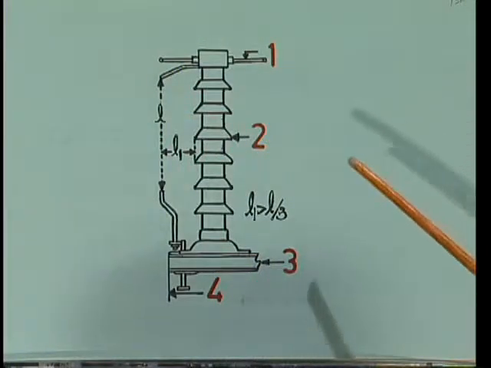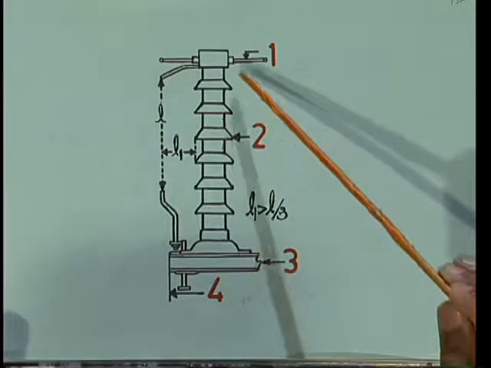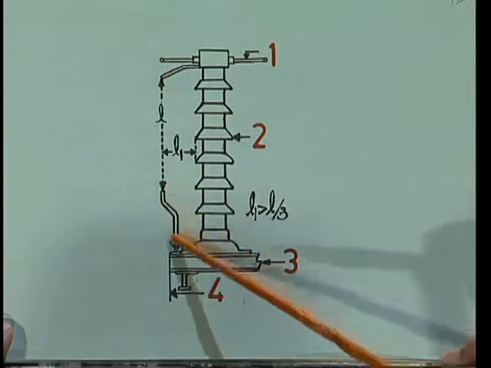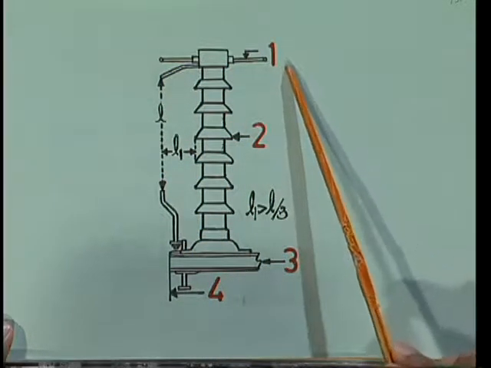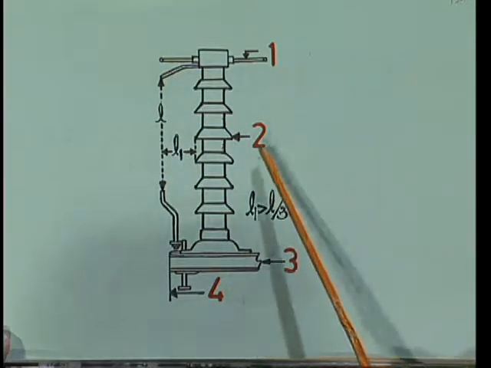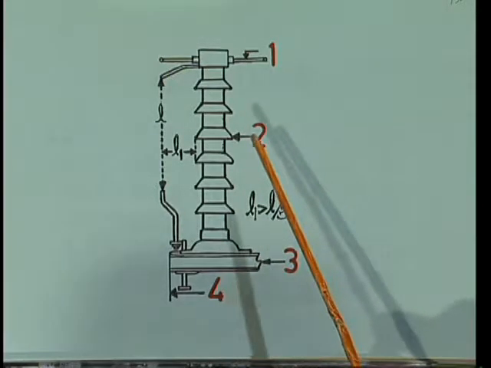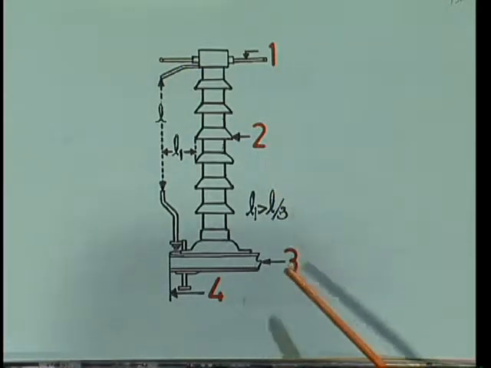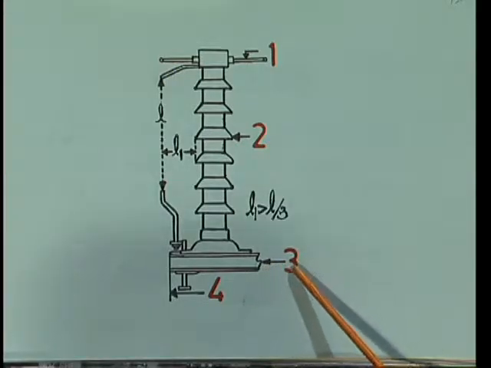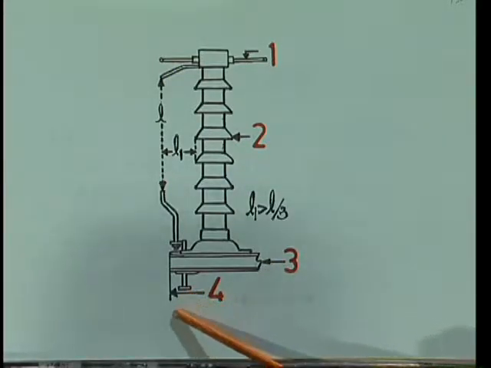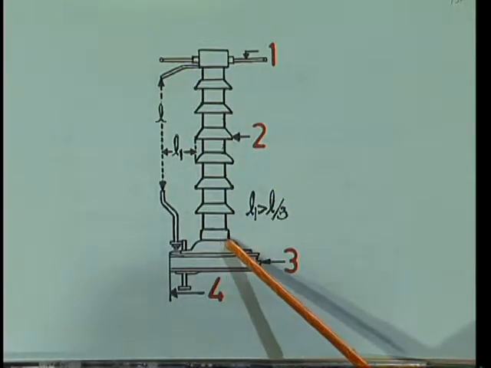So, the first one is the rod gap lightning arrestor. The figure of the rod gap lightning arrestor is like this. First one is the line conductor, second one is the insulator bushing, third one is the transformer tank, fourth one is the earth conductor connected to the earth. So, this is the rod gap lightning arrestor.